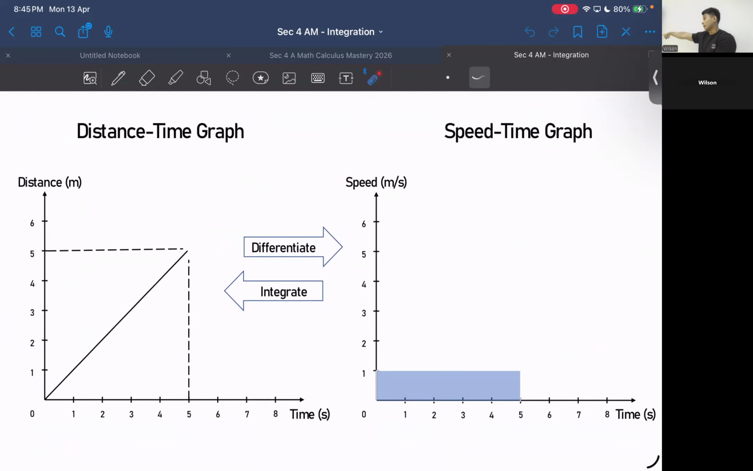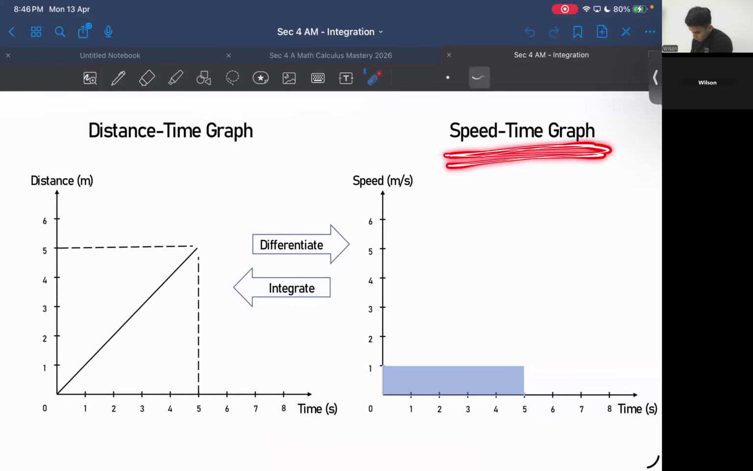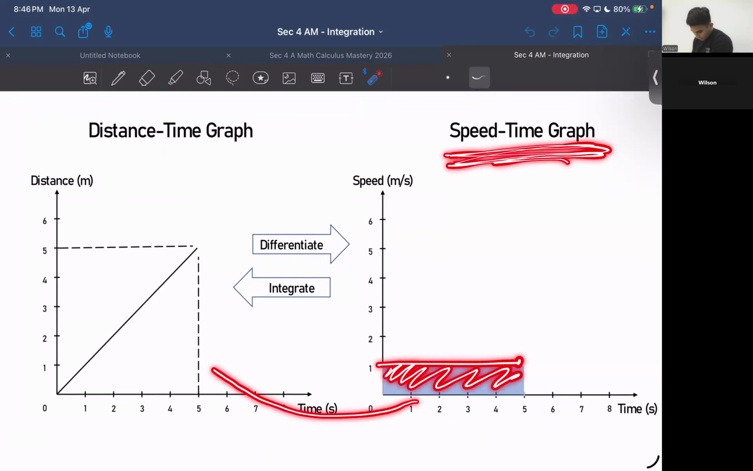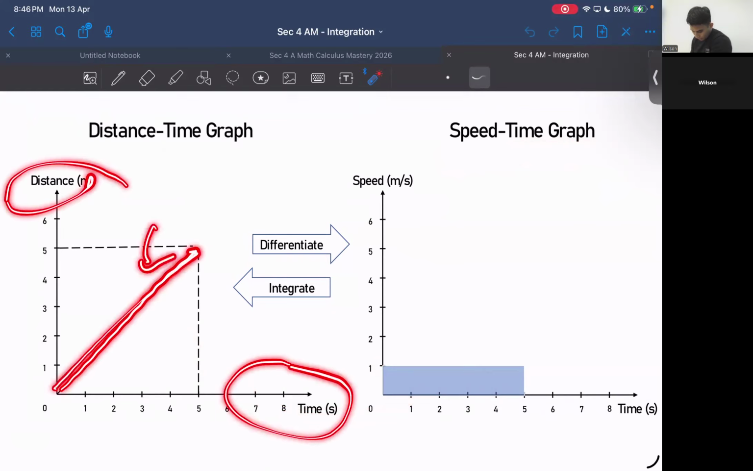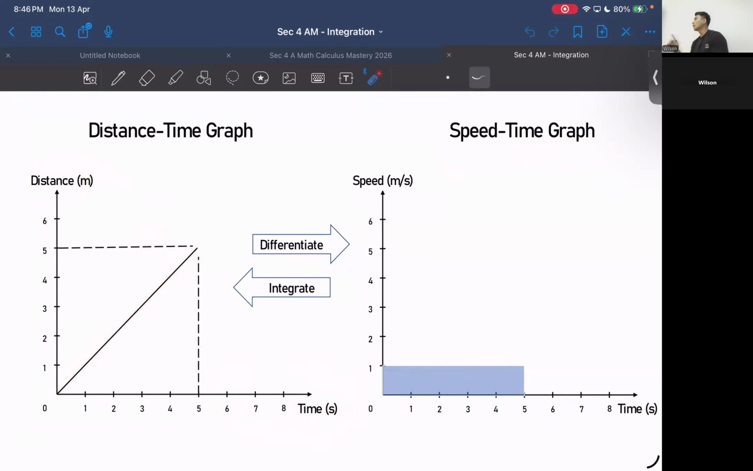This is kinematics, but in your A math, you will experience this one. If your speed-time graph, this is your speed over here, if you find the area under the graph, you will get the distance. So this is the integration part. Now, if I find the gradient of my distance-time graph, this will give me my speed. So that's why integration and differentiation are the reverse process of each other.